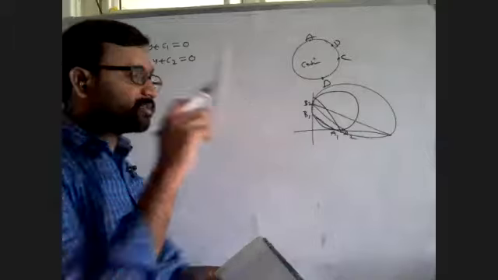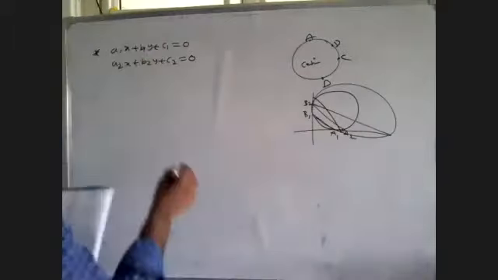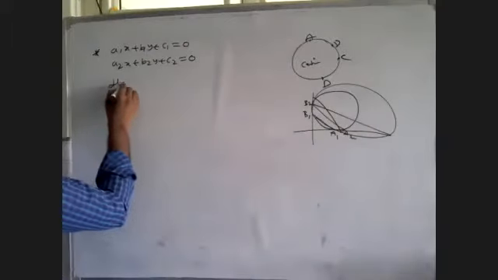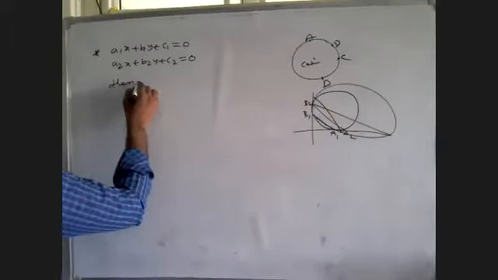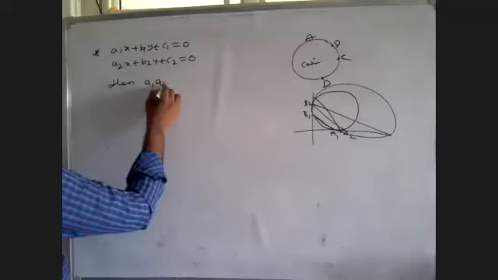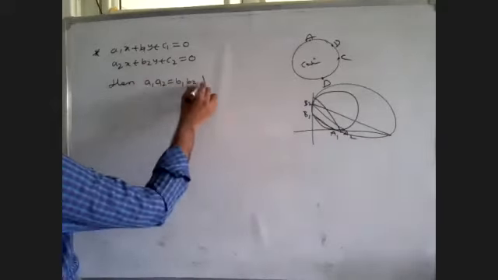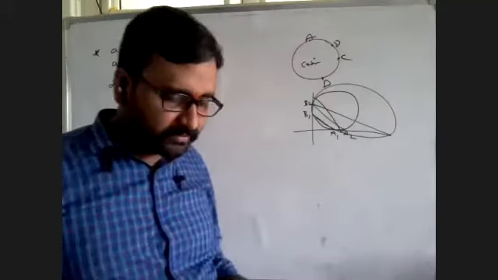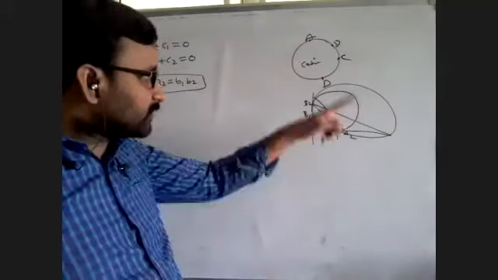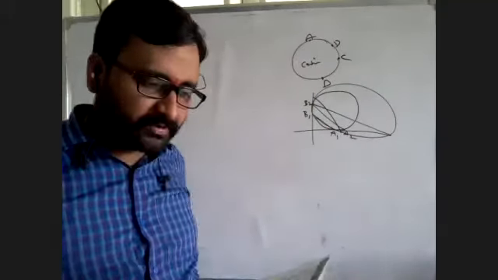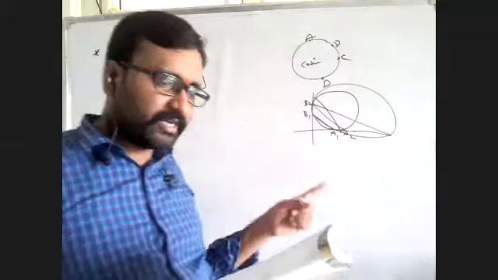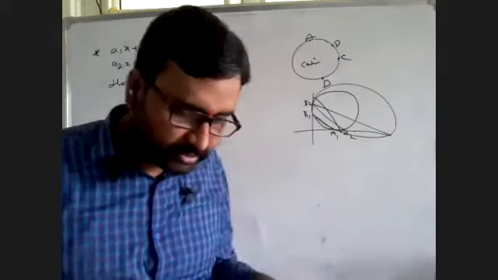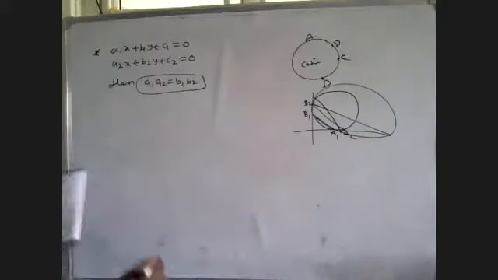If those points are concyclic, then the condition is A1 A2 is equal to B1 B2. Many questions use it. A1 A2 is equal to B1 B2. Then what is the circle equation? That also I will give you. If the lines meet the coordinate axis in 4 distinct concyclic points, then the equation of the circle.